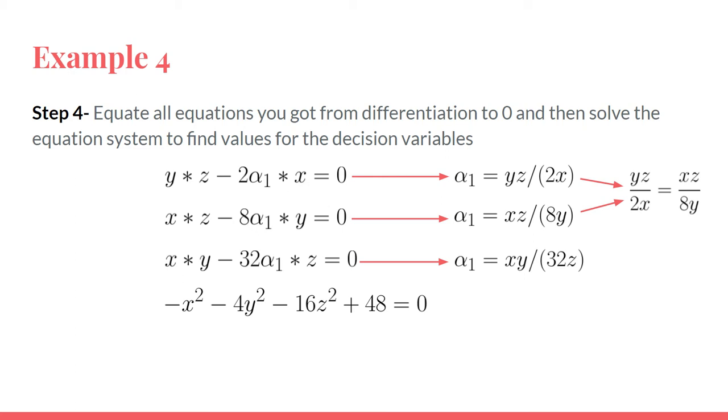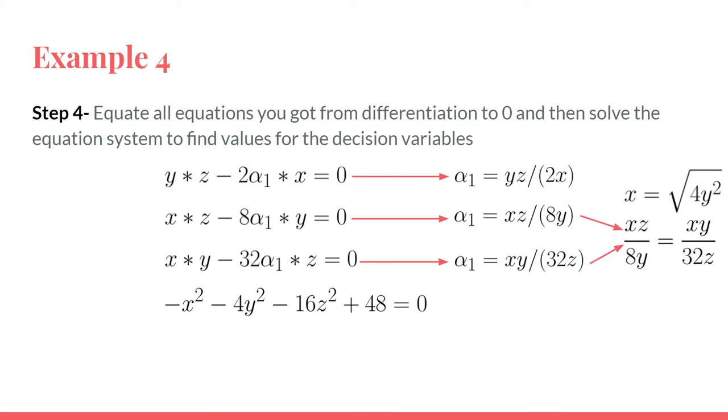If we do this for the first two equations, we have that yz over 2x is equal to xz over 8y. By cross-multiplying these two fractions, we have that 2x squared times z is equal to 8y squared times z. By dividing both sides by z and isolating x on the left side, we have that x is equal to the square root of 4y squared.